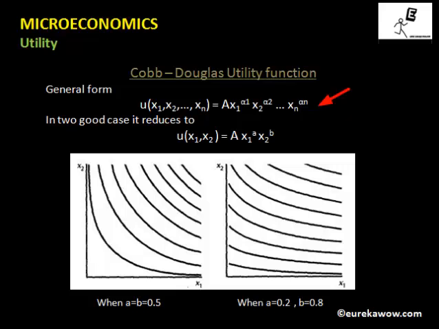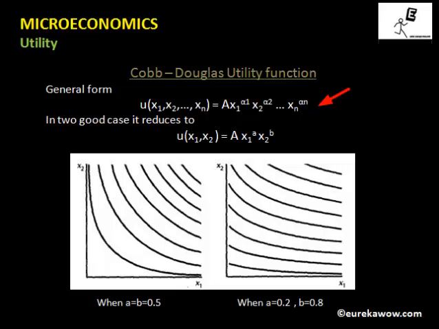So u of x1, x2 dot dot dot xn is equal to capital A x1 to the power alpha 1, x2 to the power alpha 2 dot dot dot xn to the power alpha n. Here capital A is a constant, x1, x2 till xn are the quantities demanded of n goods, and alpha 1, alpha 2, alpha n are all constants. Now in the two good case, it will reduce to u x1 x2 equals A x1 to the power a, x2 to the power b, where again x1 and x2 are the quantities demanded of the two goods and capital A is a constant, and a and b are also constants.